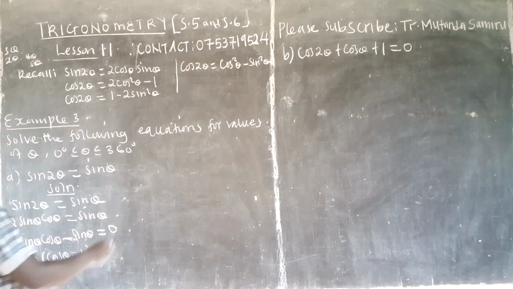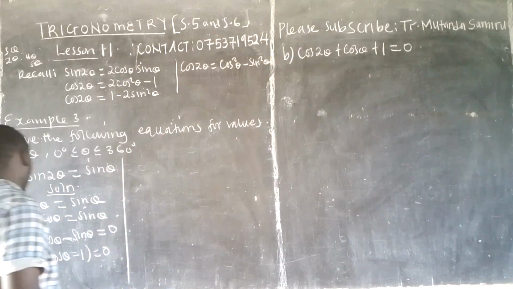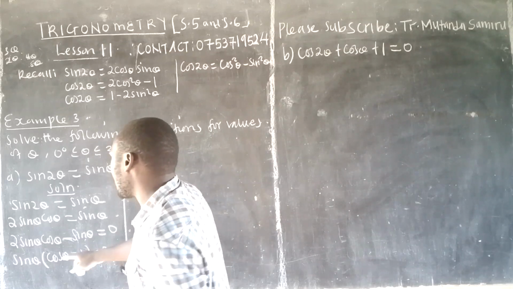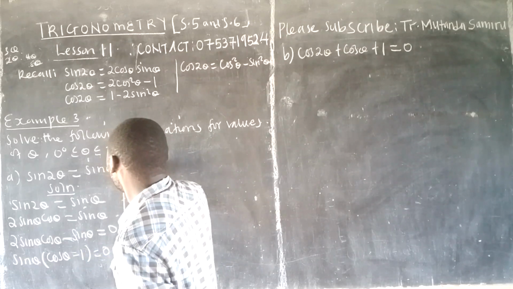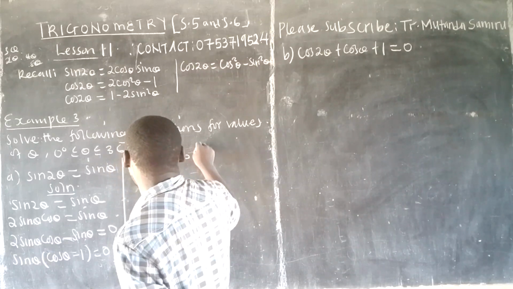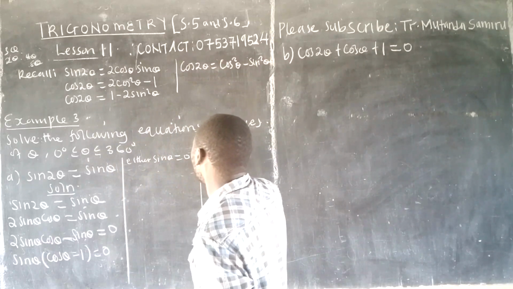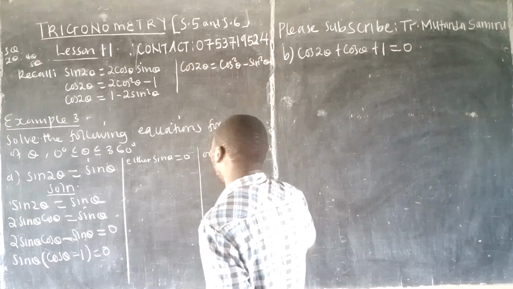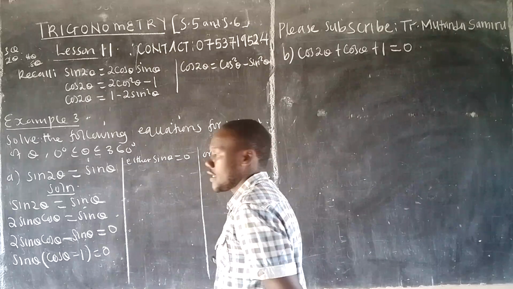Then from there, you come beside and say, let's start with either sine theta equals 0 or cos theta minus 1 also equals 0. Now let's handle both cases so we can get the answers.